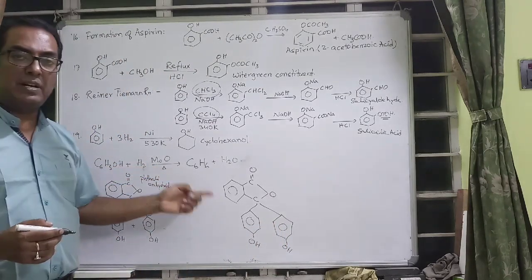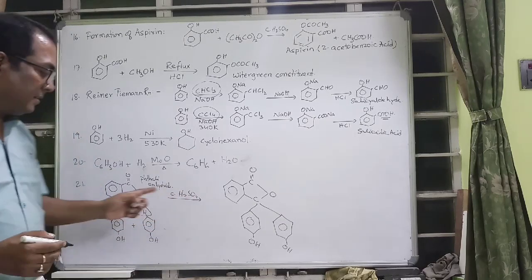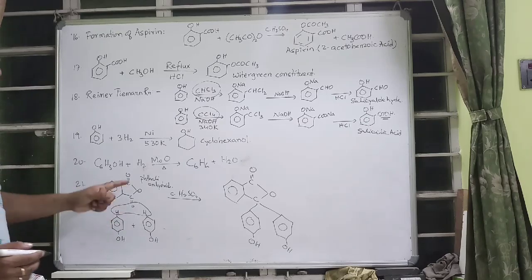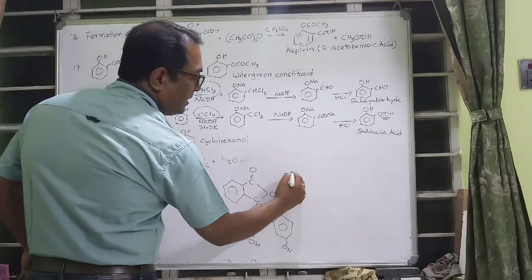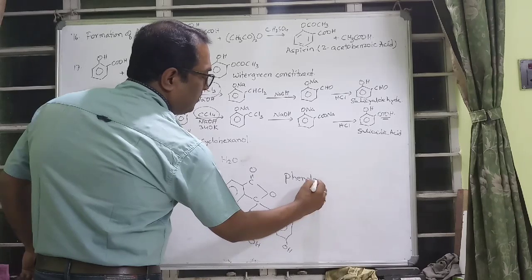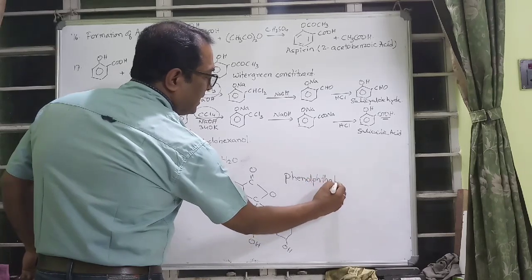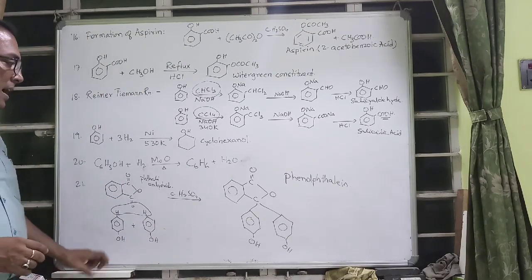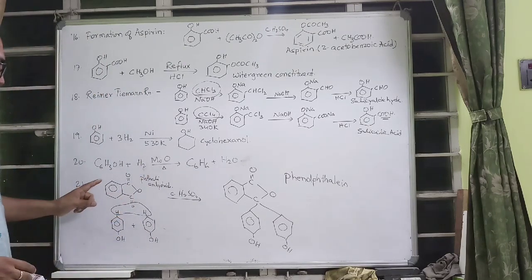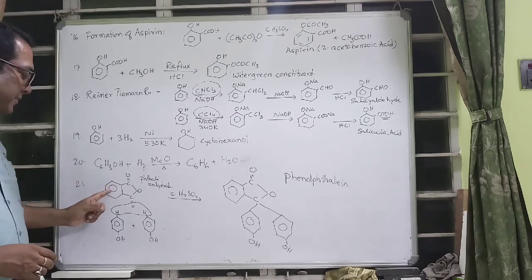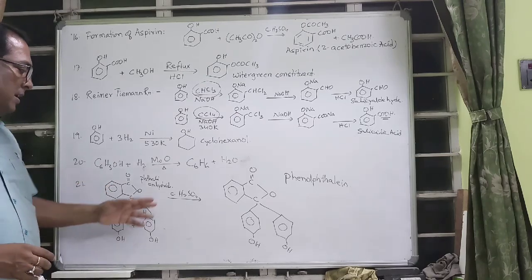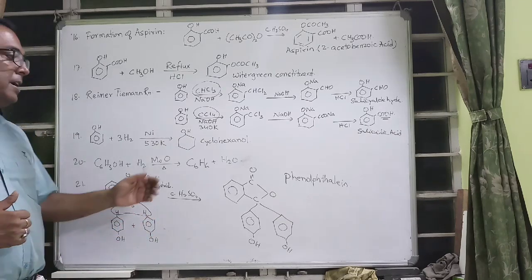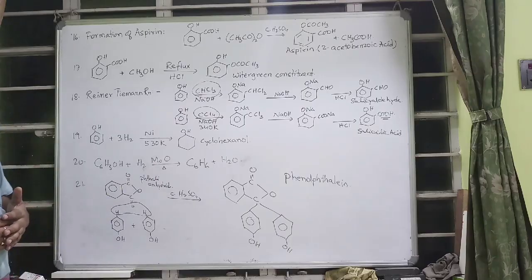Can anybody tell me the name? Just think, this is phthalic anhydride. When you react it with phenol, we get phenolphthalein. Students, be careful when we ask for the making of phenolphthalein. You have to take phthalic anhydride with 2 moles of phenol in the presence of sulfuric acid, and it produces phenolphthalein.